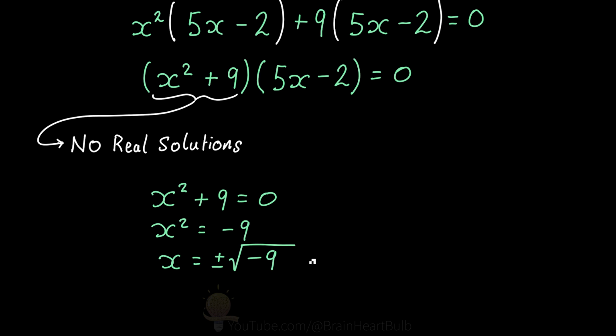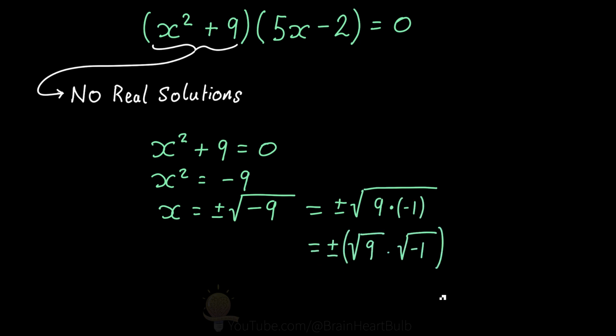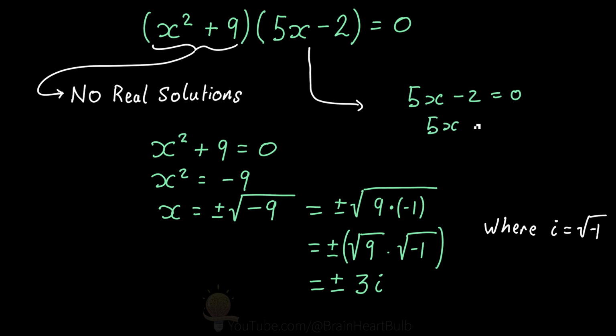So our x value here is plus or minus the square root of positive 9 multiplied by the square root of negative 1. And the square root of negative 1 is our imaginary number. So we end up with plus or minus 3i for 2 values of x. And for our final value of x, we just solve in the regular way, giving us x is equal to 2 over 5.